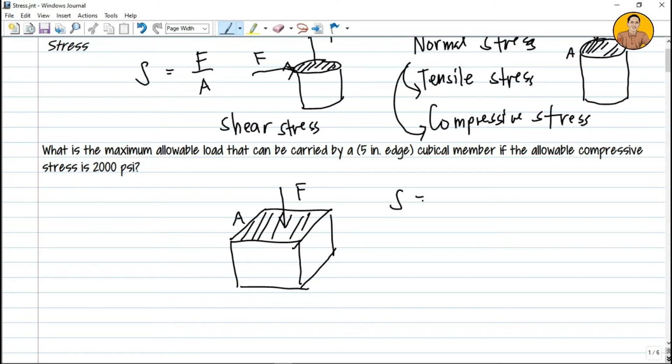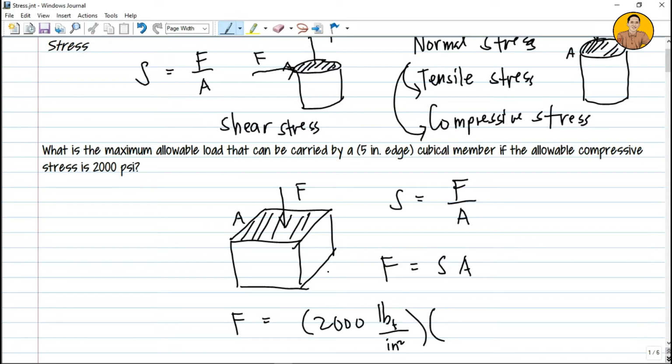Okay, so stress is equal to force divided by area. So hinanap natin dito is the maximum allowable load. Therefore F is equal to SA. So S natin here is 2000 psi, or that is 2000 pound force per square inch. Okay, psi times the area. So the area under contact natin dito is actually area of a square. So we just square the side. So this is 5 inch, so squared. So this is equal to 50,000 pound force.